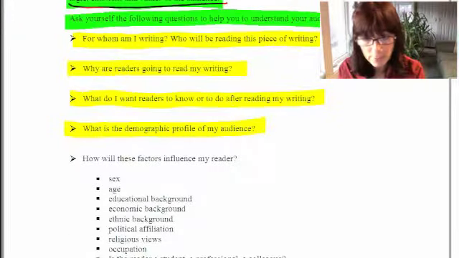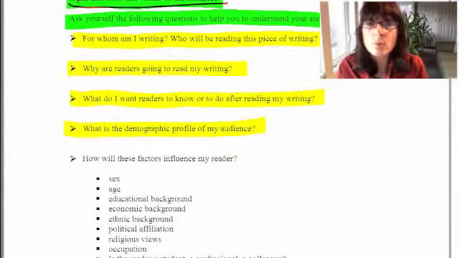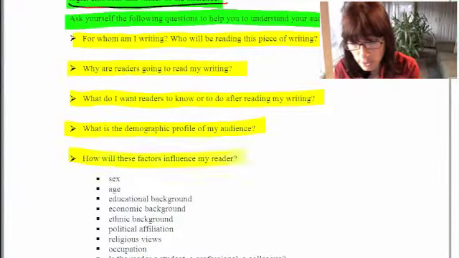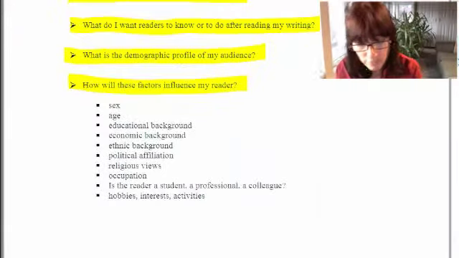What is the demographic profile of your audience? You might look at the background. Where does your audience live? What part of the world are they from? Where is their geographic location? How will these factors influence your reader? And here are some factors to look at.